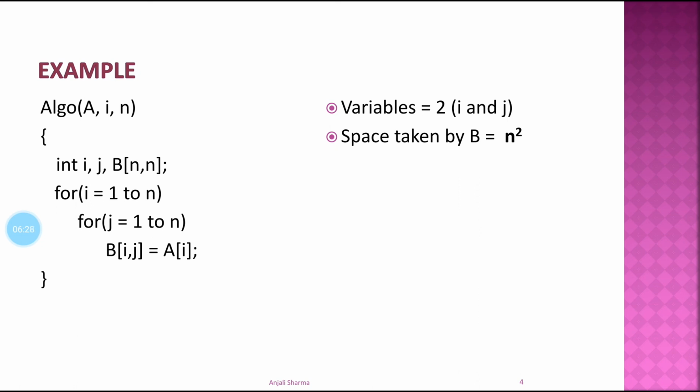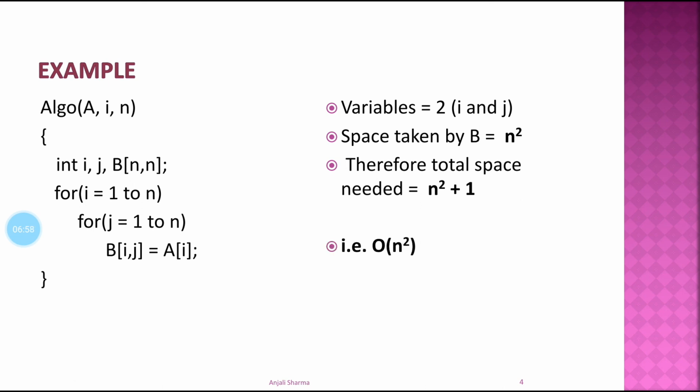So the total space complexity will be equal to n square plus 1, or you can say n square plus 2, because we are using two variables I and j, right? So you can also write n square plus 2. But again, we will be following the dominant factor rule. Whether it will be n square plus 2 or n square plus 1, the plus 1 and 2 will be neglected and the dominant factor will be n square. So here in this particular example, the space complexity will be equal to big O of n square.